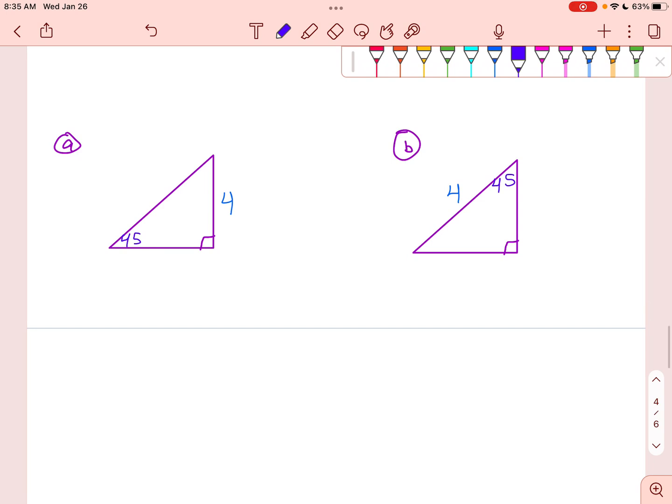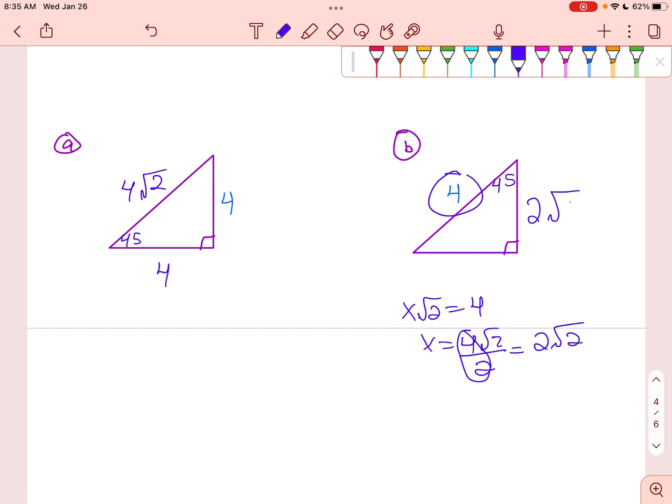A couple more. Again, if this is 4, oh look, it's an isosceles right triangle. This has to be 4 and this has to be 4 root 2. Done. If this side is 4, I know that my x root 2 side is 4. Therefore, this has to be 4 root 2 over 2. I rationalize really quickly in my head, and I can also simplify this down. So this ends up being 2 root 2, and 2 root 2. We want you to get comfortable doing this in your head. If you need to pause the video and do it slower, that's fine, but make sure you're able to get the same answers as myself.